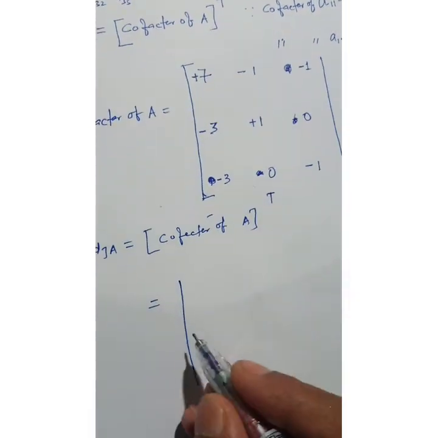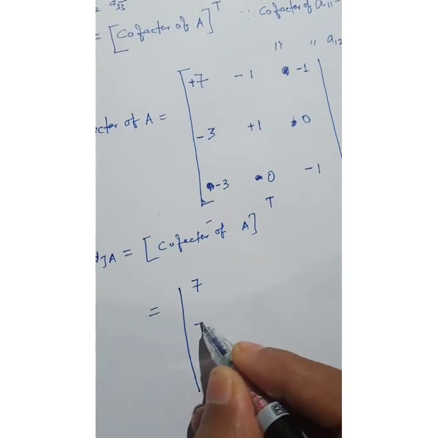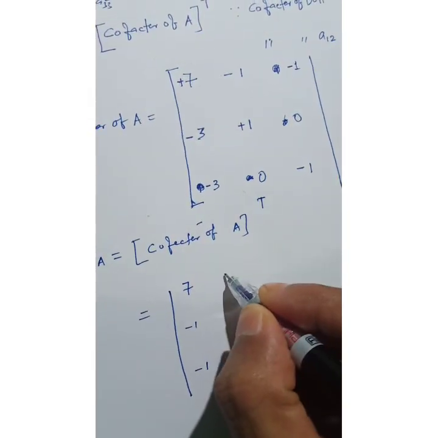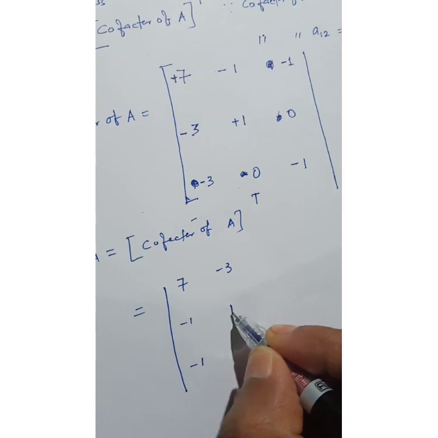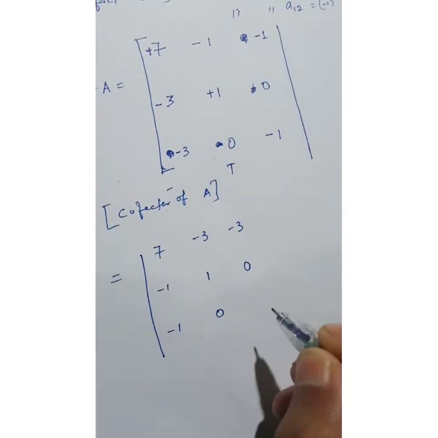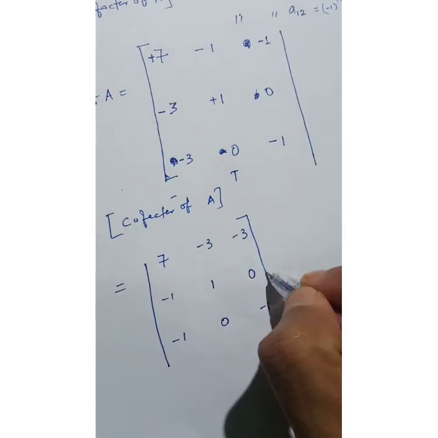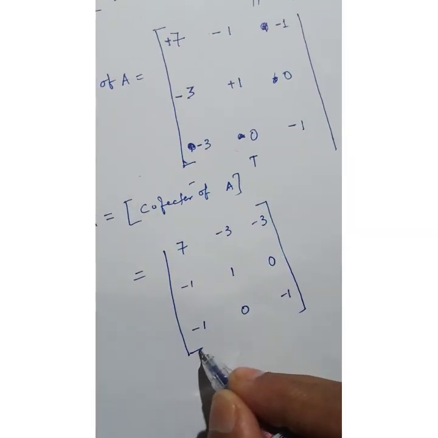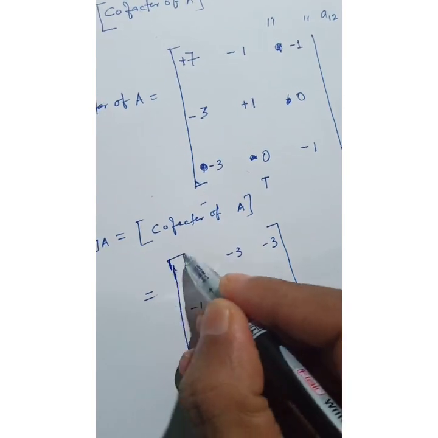7 minus 1 minus 1, that was row. 7 minus 1 minus 1, minus 3 1 0, minus 3 0 minus 1. So this is nothing but your adjoint A. So this is adjoint A.